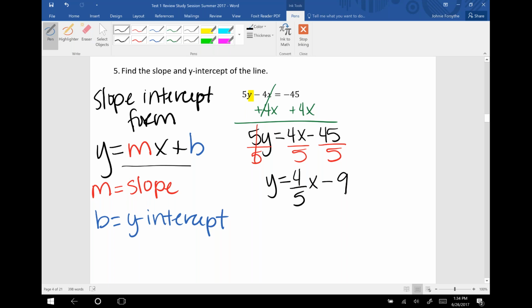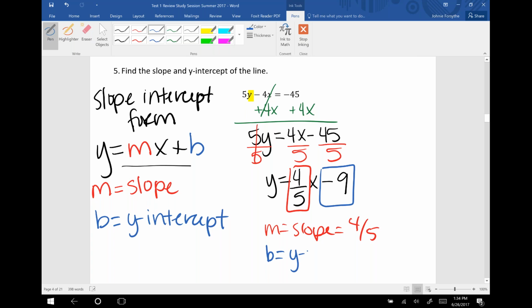So now if you look, you should see that our equation is in the same form as our slope-intercept form. So all you have to do is match what your m is and match what your b is. In this equation, your m, which is your slope, would be 4/5. And for the b, you have to include that negative. The sign in front of the number goes with that number. Your b, which is your y-intercept, is -9. Any questions?